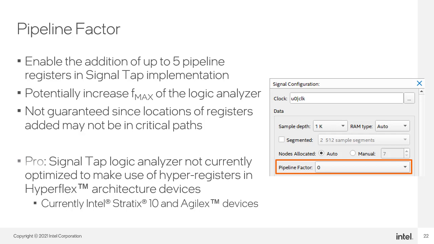Note that even though this option is available, the logic analyzer is not currently optimized and implemented using the hyperregisters found in HyperFlex architecture devices. In these devices, registers are available almost everywhere throughout the device, including directly in the routing fabric. The Intel Quartus Prime software can enable the use of these special registers and precisely place them to better balance out path delays and increase performance. The compiler does this near the end of the compilation process after the main logic of the ELA is placed.